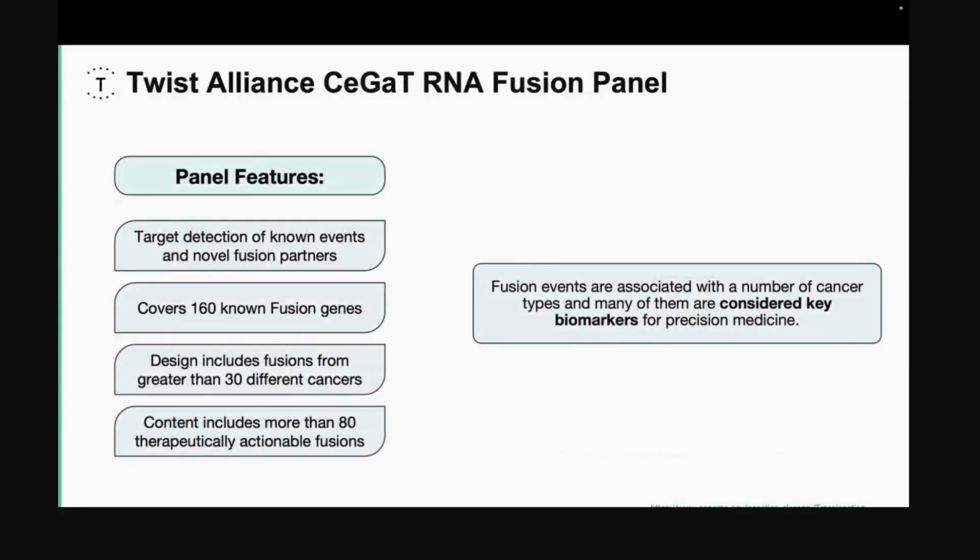As I mentioned in my starting slide, Twist Bioscience specializes in DNA synthesis, and we are also working with key service providers in the field of genomics. Along with CeGaT, which is a key diagnostic company in Germany, we created a Twist Alliance CeGaT RNA fusion panel, especially for oncology. The panel features target detection of known events and also novel fusion partners. It covers 160 known fusion genes.